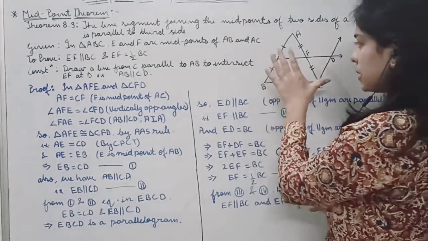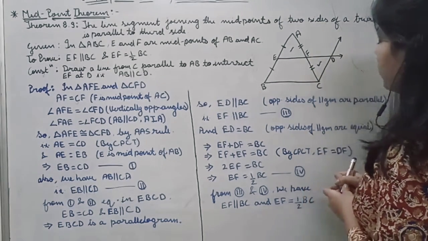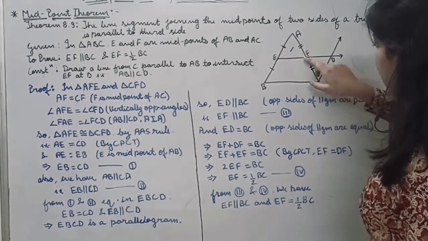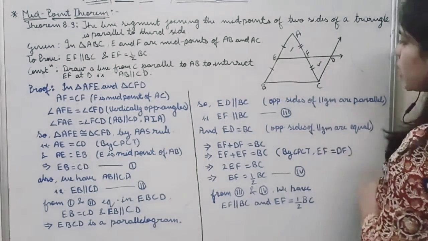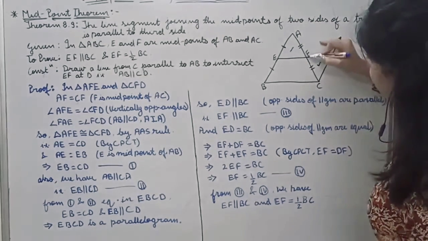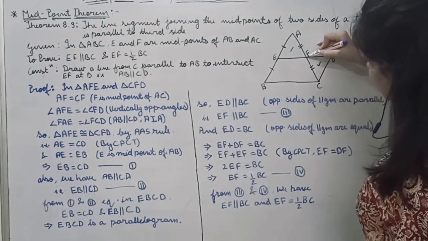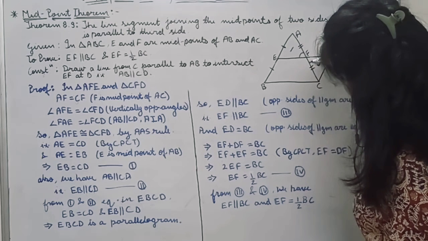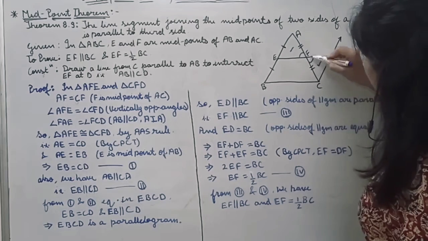How to prove this? Let us see. At the very first we'll consider two triangles, triangle AFE and triangle CFD. Now in these two triangles, AF is equal to CF because F is the midpoint. It is given that F is the midpoint of AC, meaning AF is equal to CF, and this angle is equal to this angle, meaning angle AFE is equal to angle CFD.